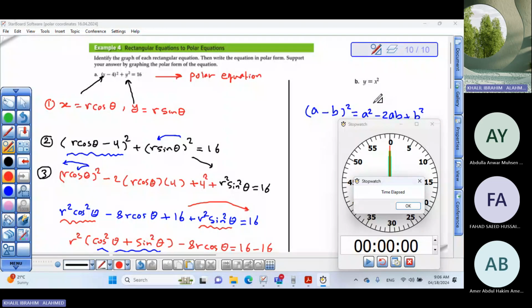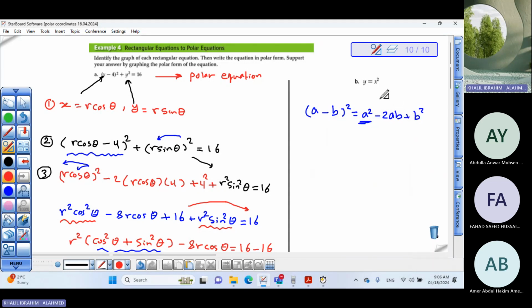Okay, that's finished. Let me check your work to achieve this example.